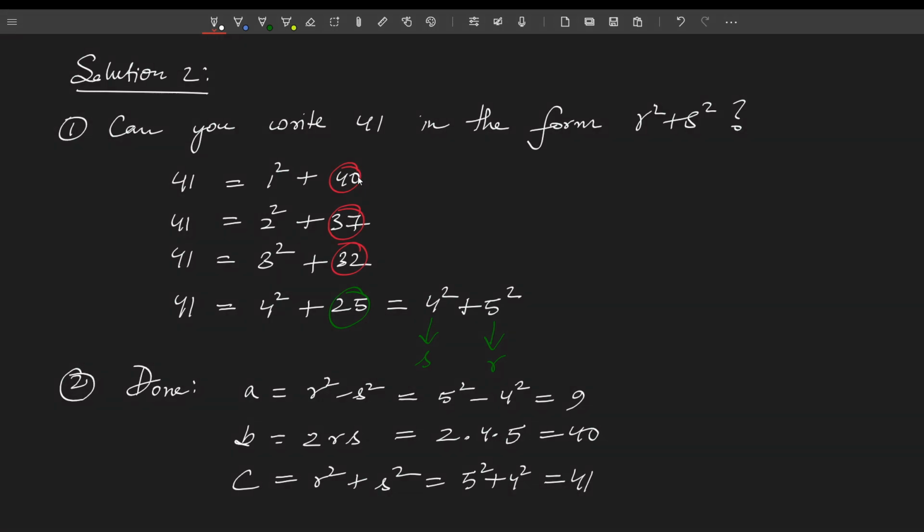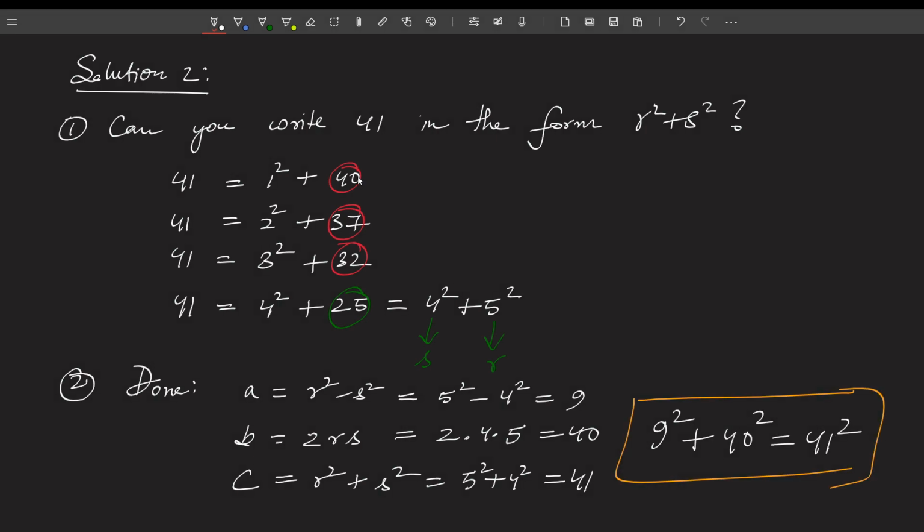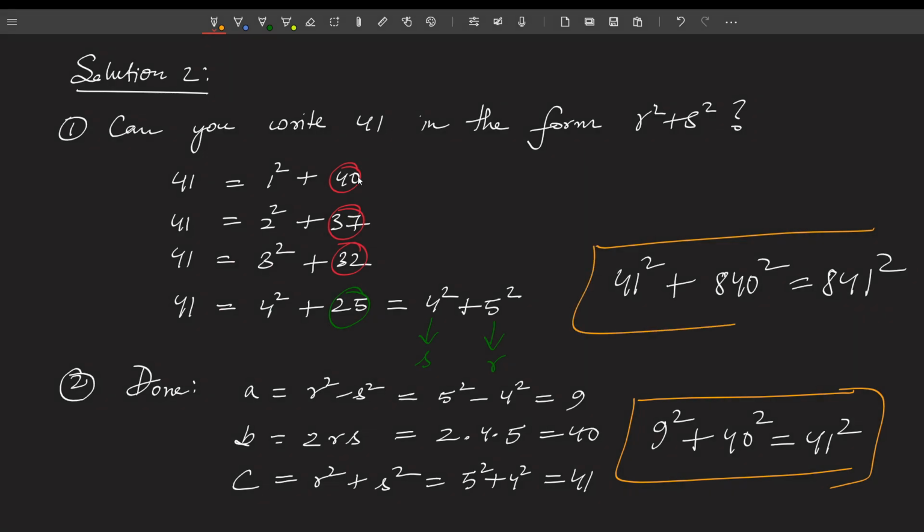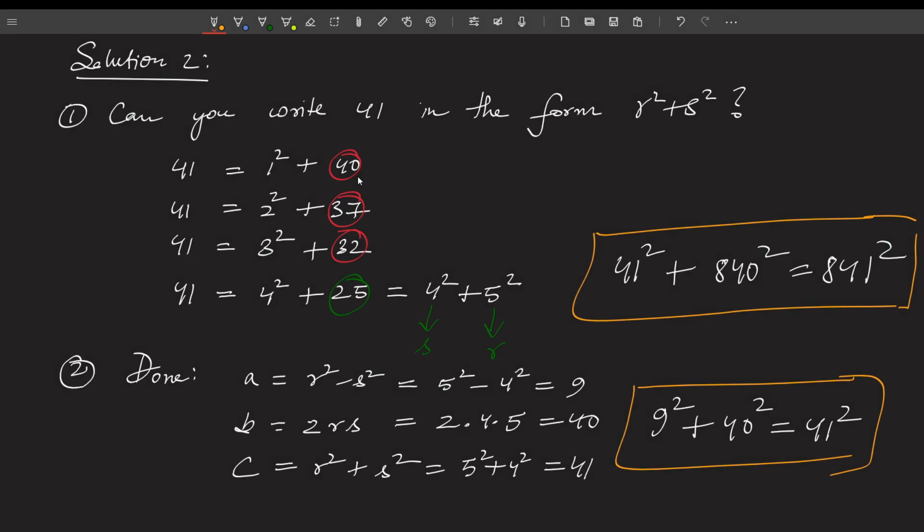So our complete solution in this particular case is 9 squared plus 40 squared. This is equal to 41 squared. This is the second solution that we got using the number 41. In the previous case, we got 41 squared plus 840 squared equal to 841 squared. So overall, we have two solutions involving the number 41. So with these two examples, I have shown you how to find a solution when only one side of a right triangle is given.